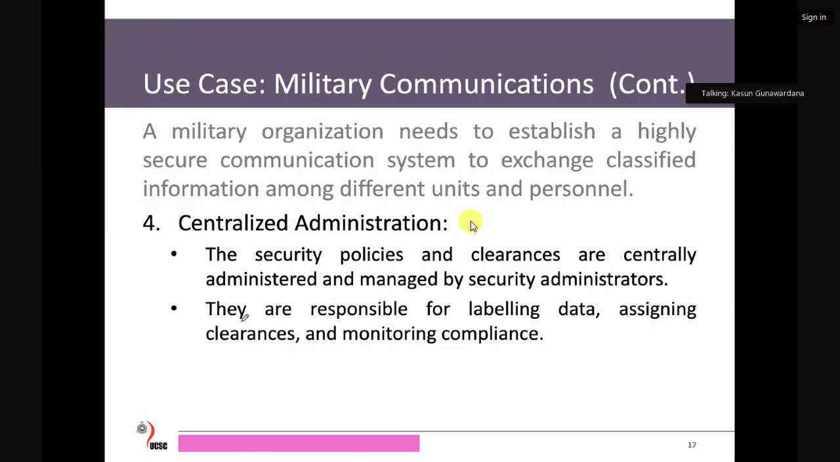Security policies and clearances are centrally administered and managed by security administrators. These policy decisions are taken in a more central manner, and hence we can implement them with mandatory access control and this more central control over the access.